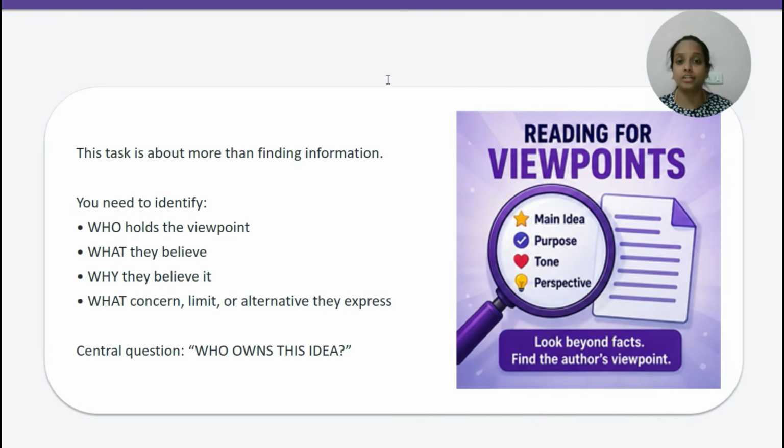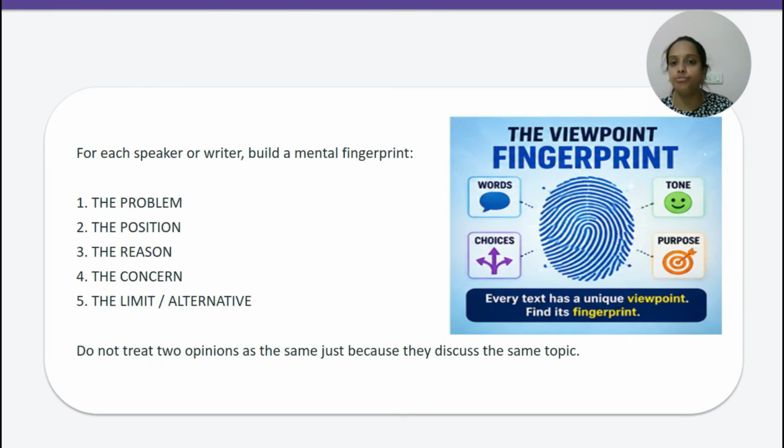Because two people can stand on the same side without thinking the same thing. And this is exactly what we are going to master today. Okay? Let's get something straight. Reading for viewpoints is not simply person A agrees, person B disagrees. If only it were that easy. IELTS can give you two people who both agree, both disagree, partially agree, agree on the problem but disagree on the solution, support the same idea for different reasons, or disagree with each other without ever directly saying, I disagree with you. That last one is especially dangerous.